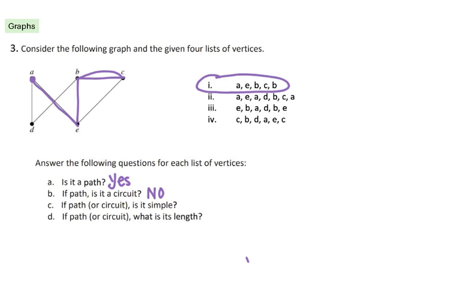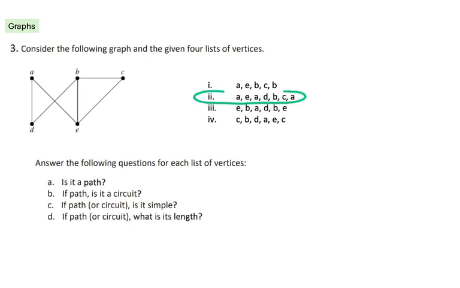If it's a path or a circuit, is it simple? In this case, simple means you don't go back on the same edge. So in this case, no, it's not simple because we go from B to C and then from C back to B. If it's a path or circuit, what is its length? Its length is the number of edges. 1, 2, 3, 4. Okay, let's move on. I'm going to clear this and we'll move on to the next one, number 2.